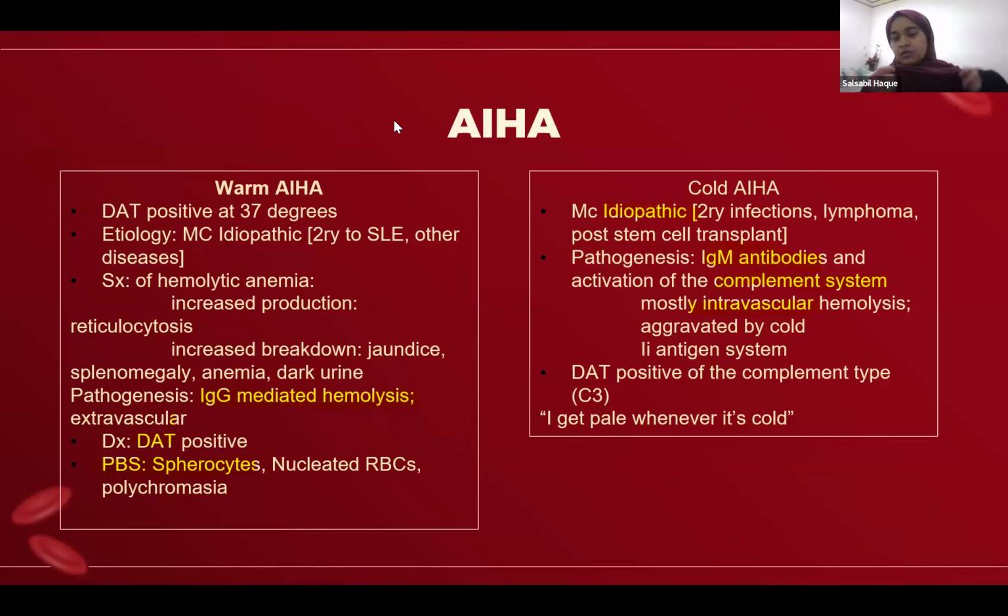So there's also something called the I antigen system, which is activated here. So IgM antibodies, complement activation, and I antigen system activation are all characteristic of cold autoimmune hemolytic anemia. And the direct antiglobulin testing is positive for C3 or for complement type only. Okay, is this clear?